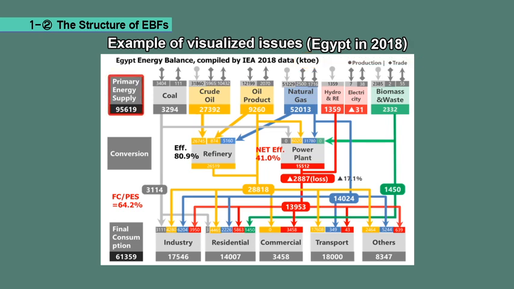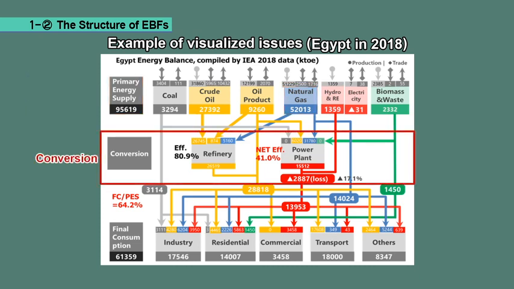Primary energy supply, or PES, is 95,619. Of the PES, we can see that dependency on fossil fuel is more than 95%. In particular, we can see that dependency on natural gas is more than 50%.